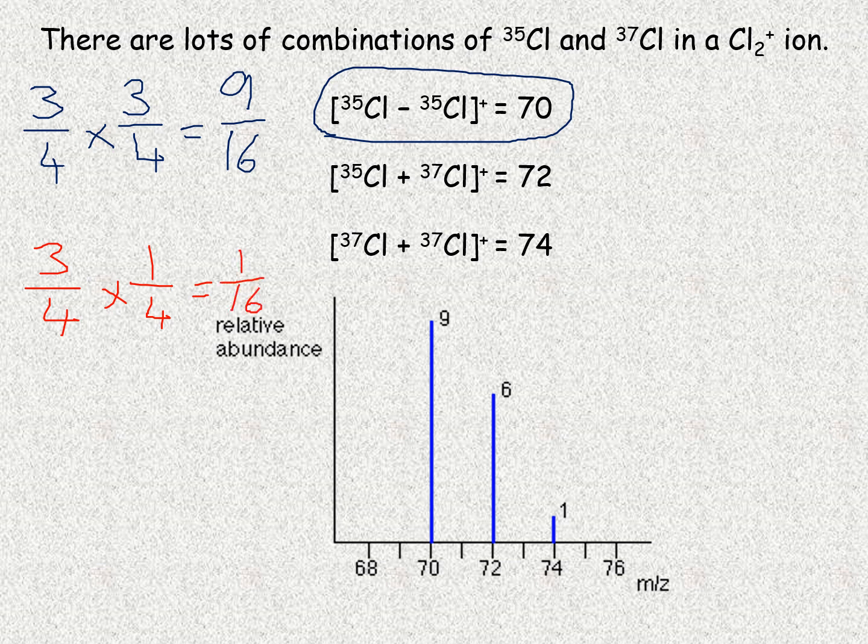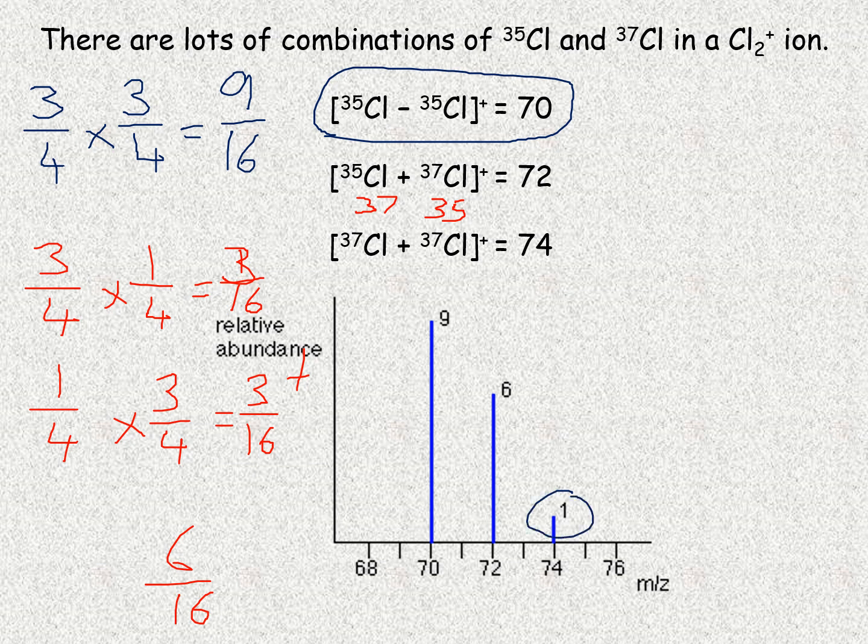And then the odds of combining a 35 and a 37 would be 3/4 times 1/4, which is, sorry, I'm being stupid there, that's 3/16. But you could also have a 37 and a 35. They would both give you the peak at 72. So technically that could be 1/4 times 3/4. So that's 3/16. And because both of these would give you the peak at 72, you add them together, which gives you 6/16. Hopefully you can see the 9 to 6 part of our 9 to 6 to 1 ratio. And then lastly, the 1.